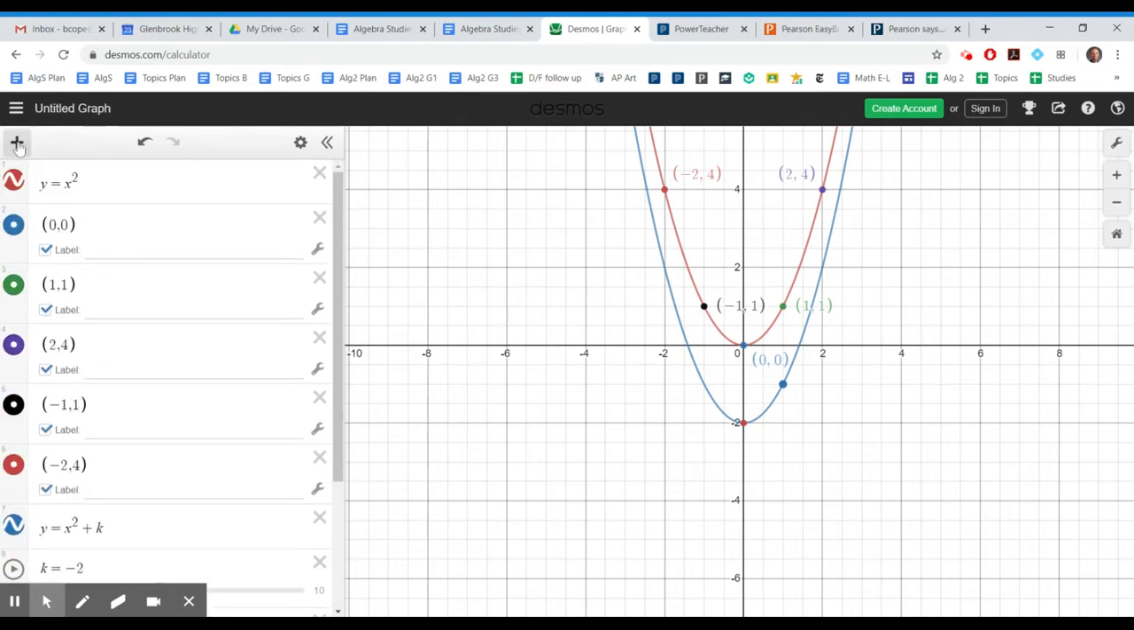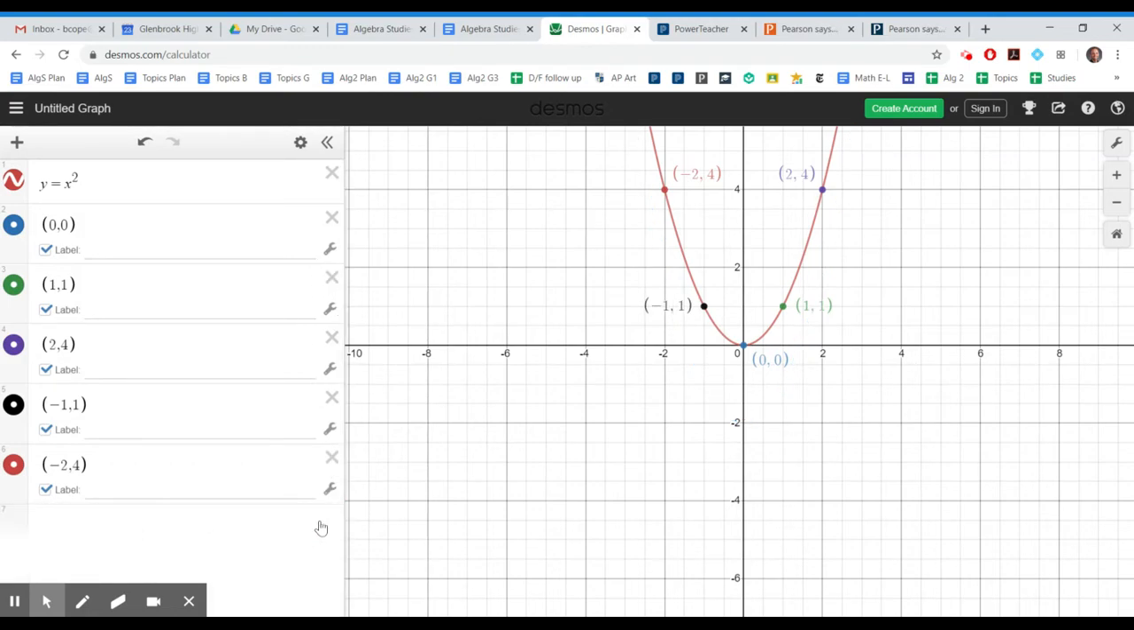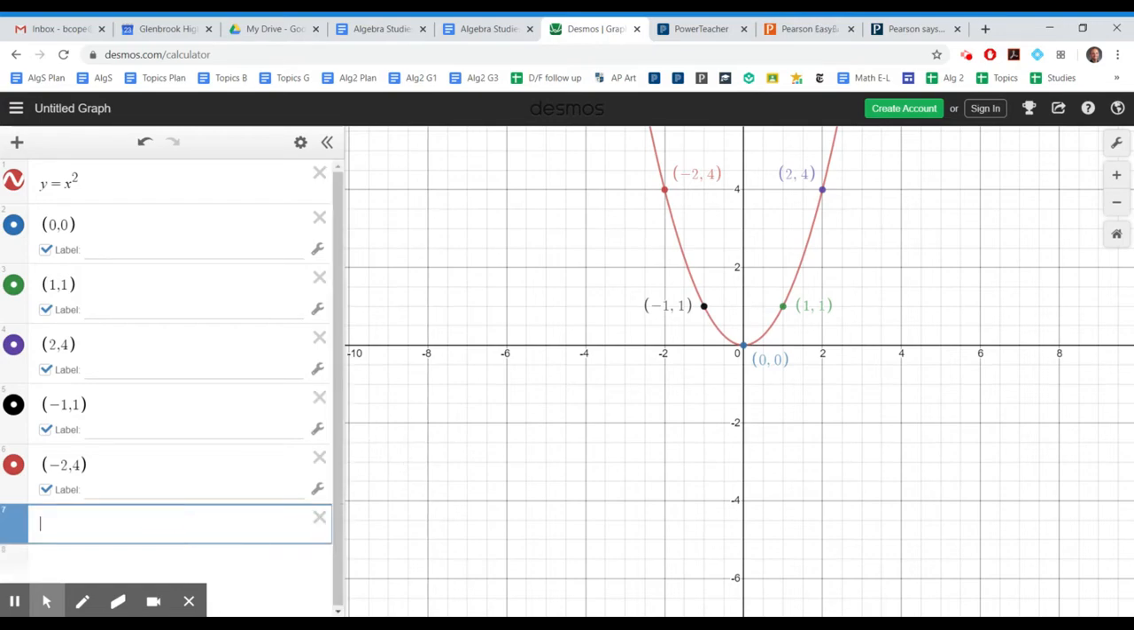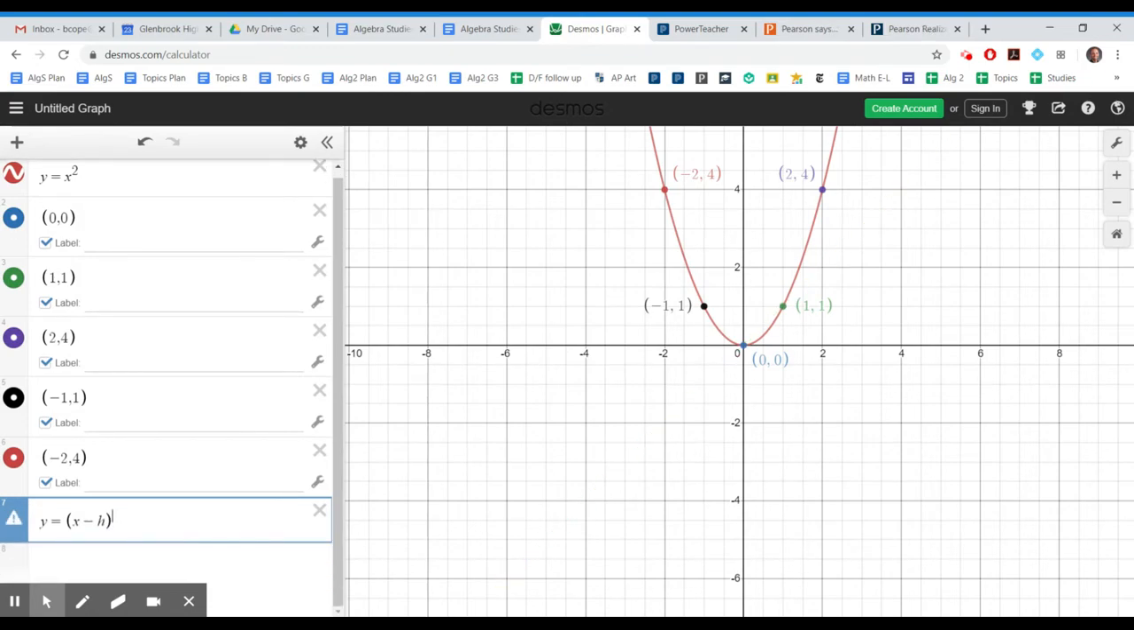I'm going to start a fresh graph here and take a look at what happens. How can we make the parabola move left and right? Okay, so I'm getting rid of everything but the parent function. The new function that I'm going to graph is y equals (x minus h) squared.